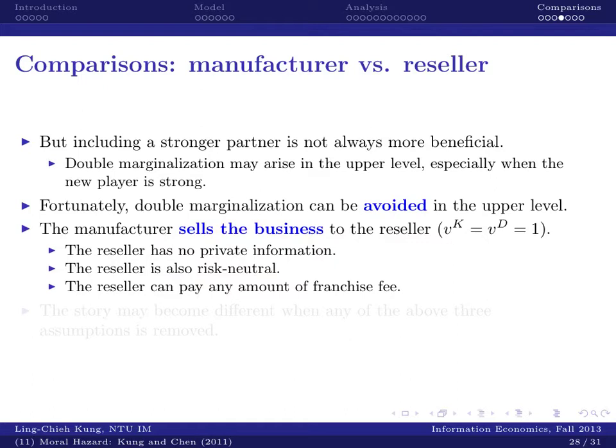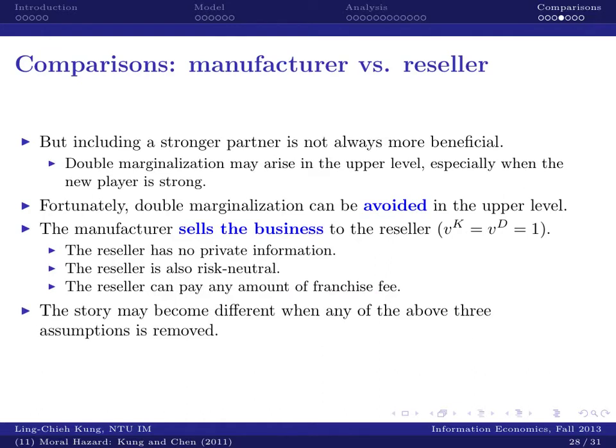Finally, we assumed that the reseller can pay any amount of franchise fee to the manufacturer. If this is not the case, then we cannot extract all the surplus from the reseller, and then there may be some issue about selling the business. Okay?